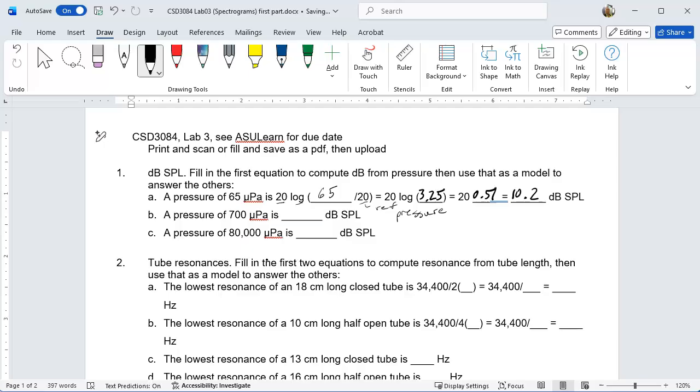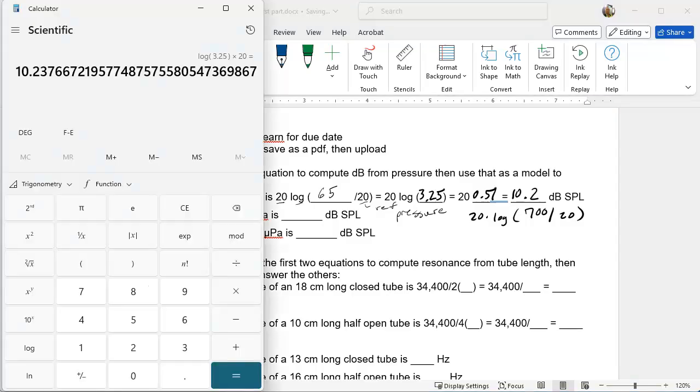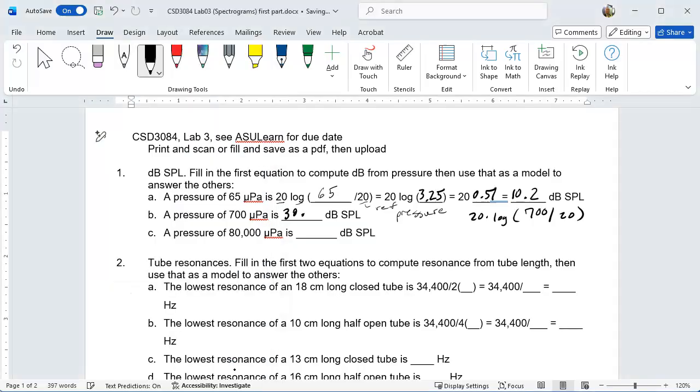If my pressure is 700, same equation, 20 log of 700 over 20. So start from the inside, at least with this kind of calculator. 700 divided by 20 gets me 35. Take a logarithm of that, I get 1.54, and multiply that by 20, and I get 30.88. So I'll go with 30.9, round it to one decimal place.